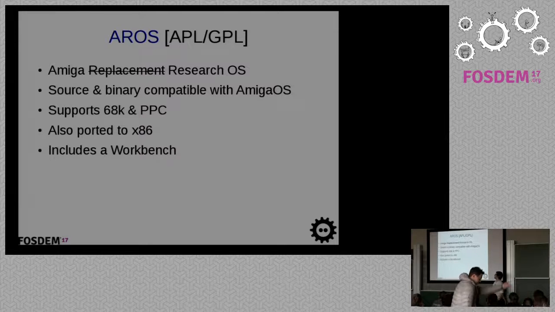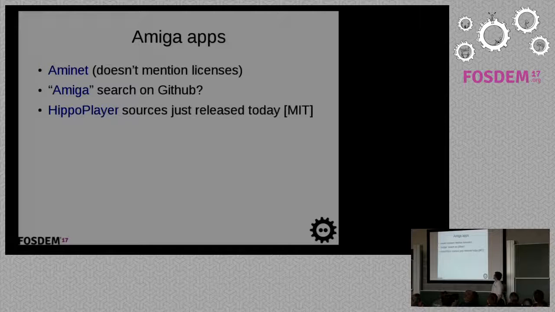So AROS, it used to be Amiga Replacement Operating System. Now it's Amiga Research Operating System. So it's compatible with the original one, but it's free software. And it includes the full desktop. There's also an ARM port. I will not say that AROS is binary compatible. Well, the goal of AROS was to be binary compatible, and yeah, they kind of slipped away from that. And yes, as I said, there's an ARM port as well.